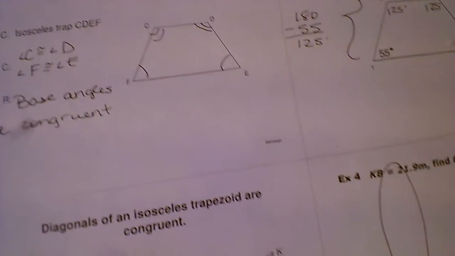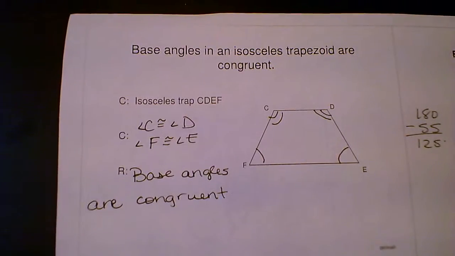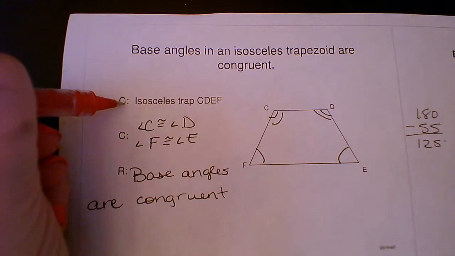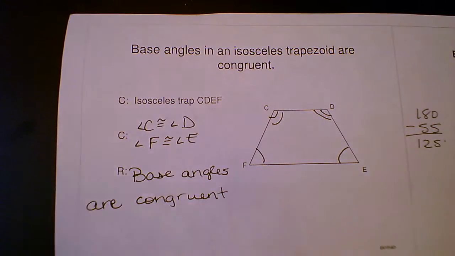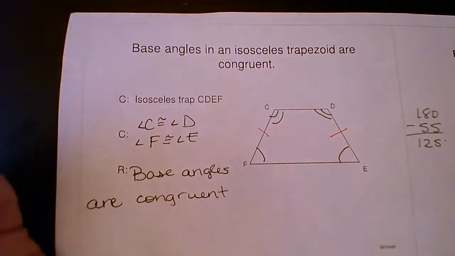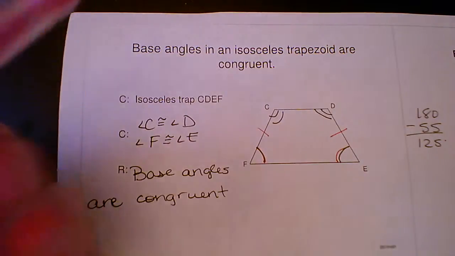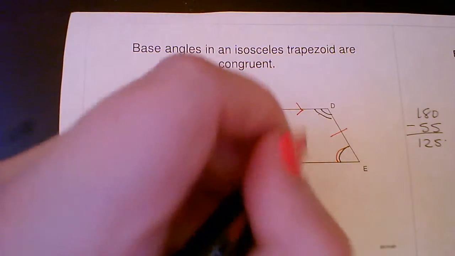Okay, next we have a problem where I want to prove something about the isosceles trapezoid. If I know we have an isosceles trapezoid, I know the base angles are equal. So if those segments are congruent, I know that angle F and angle E are congruent, and angle C and angle D are congruent. And those are my parallel sides here.